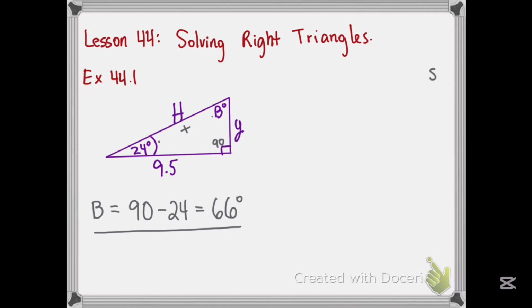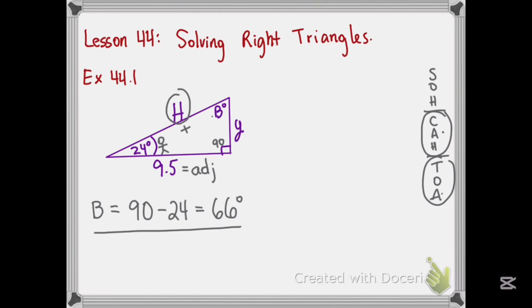After that, we're going to use SOHCAHTOA. Remember, we learned how to use SOHCAHTOA in lesson 43. Now in this case, we need to find H and Y. Remember, we're going to work from the angle of reference, which is 24, so I'm going to do it from that perspective. Since we have 9.5, which is the adjacent side of 24, we're going to be using cos and tan, because cos and tan use adjacent. So let's start with H.